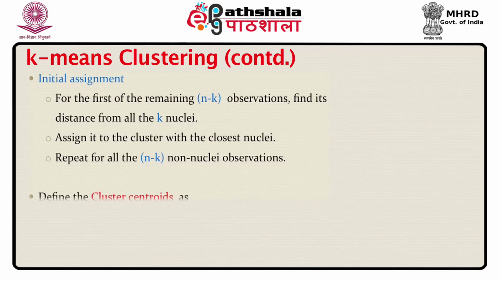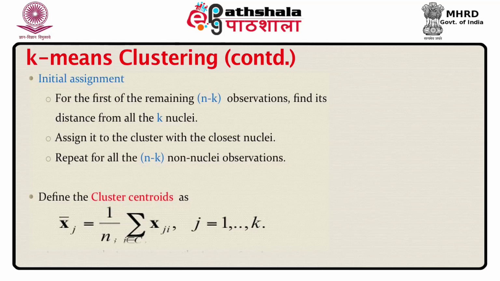So once we have formed the initial clusters, we next define the cluster centroids. So as before, the cluster centroids are the mean of the clusters. So xj bar is the cluster centroid of the cjth cluster. It's given by 1 by nj summation xji, where nj is the number of cluster members.